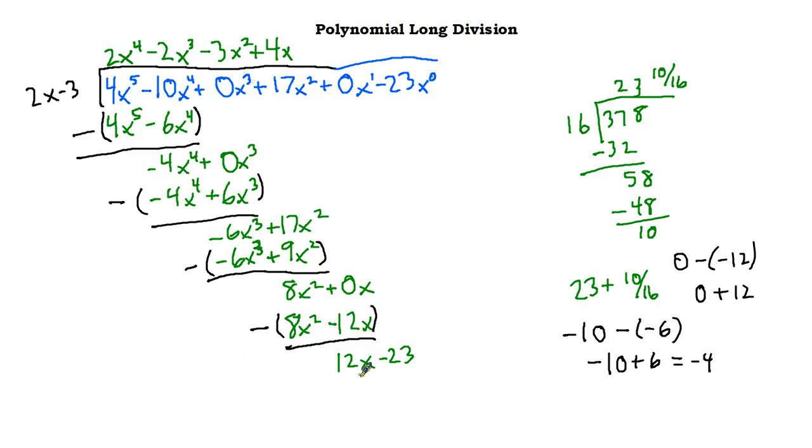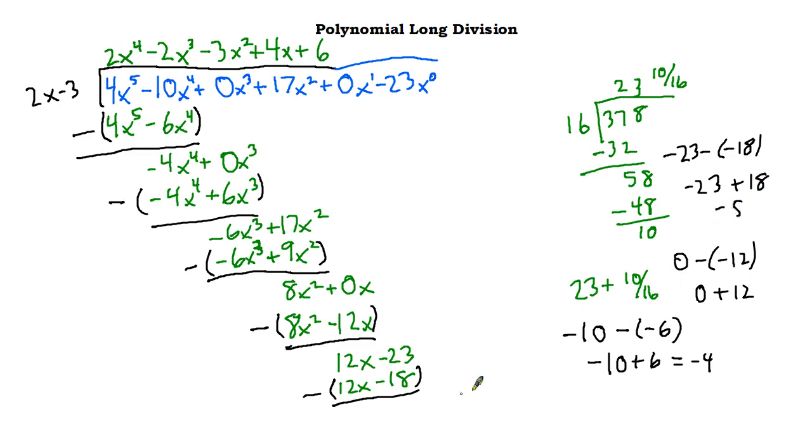Okay, so let's get back at it. What times 2x gets us 12x? That'll be plus 6. 6 times 2x is 12x. And then 6 times -3 is -18. And again, we need to subtract. -23 minus -18. Write it off to the side. -23 minus -18. That's the same as -23 plus 18. That gets me -5. So we end up with a -5 down here.